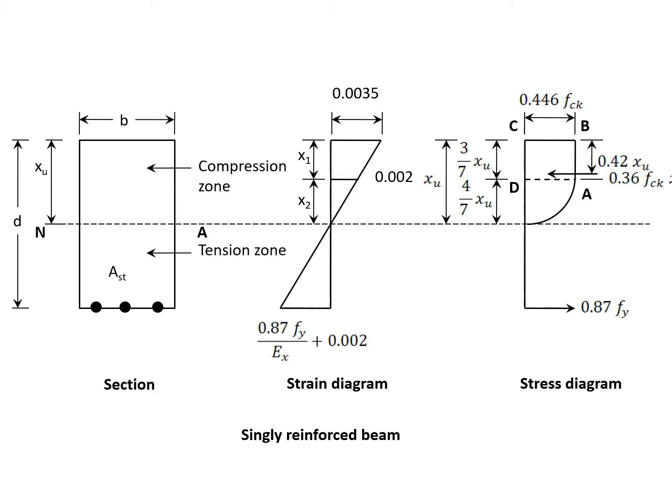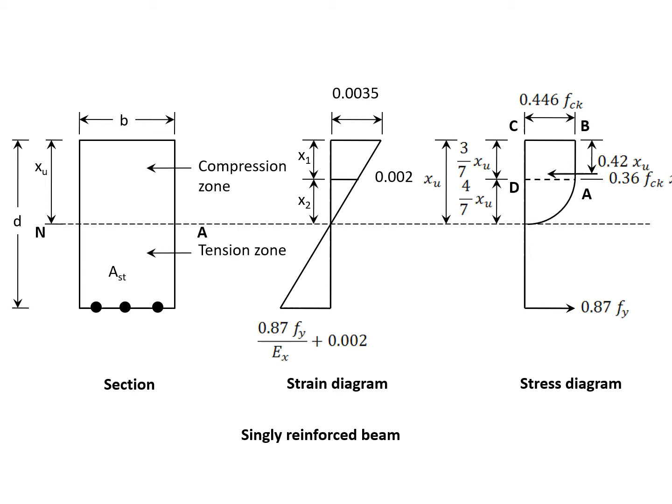The stress diagram: remember, in the elastic method it was a triangular stress diagram. In the ultimate load method it was rectangular. Now, with whatever wisdom has prevailed after this, the stress diagram is a combination of a rectangle and a parabola. Now, you see the upper 0.446 FCK, that is the maximum stress that concrete can take. FCK is that value, for M20 it is 20, for M30 it is 30.